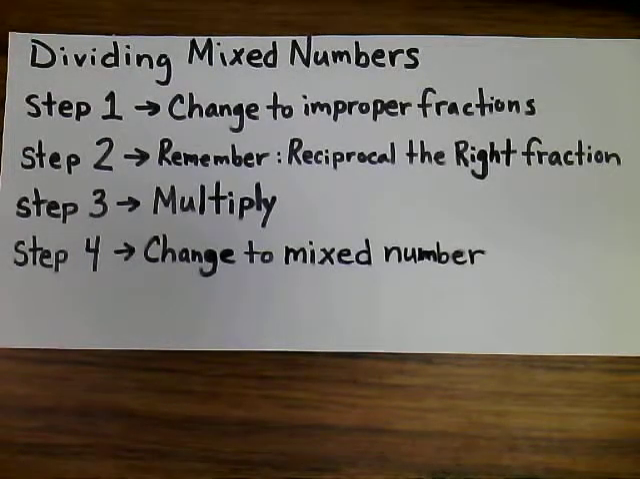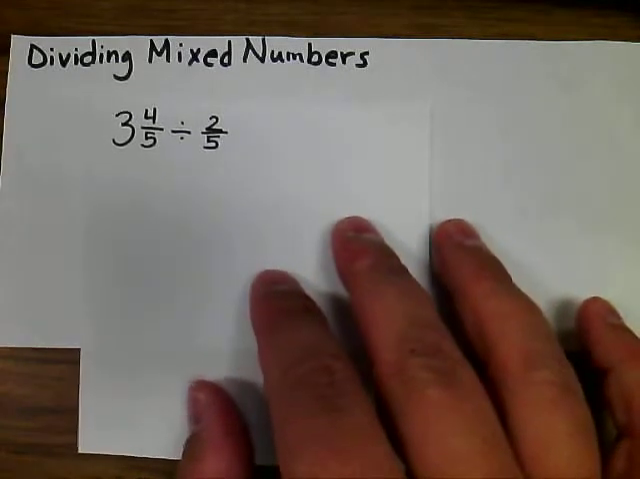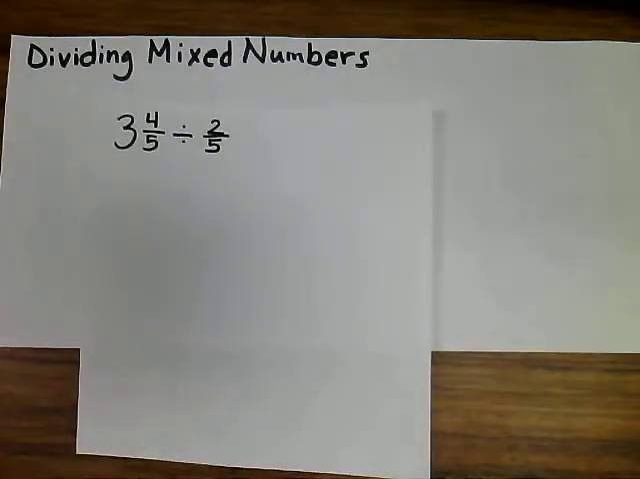And if your answer comes out as a standard fraction, that the numerator is smaller than the denominator, there will be no need to change to a mixed number. So step four is depending on your circumstances. We'll do several examples. We'll start with a mixed number being divided by just a regular fraction.